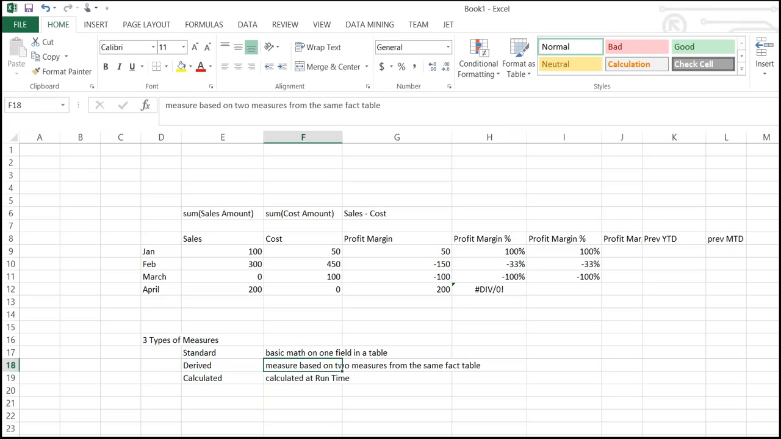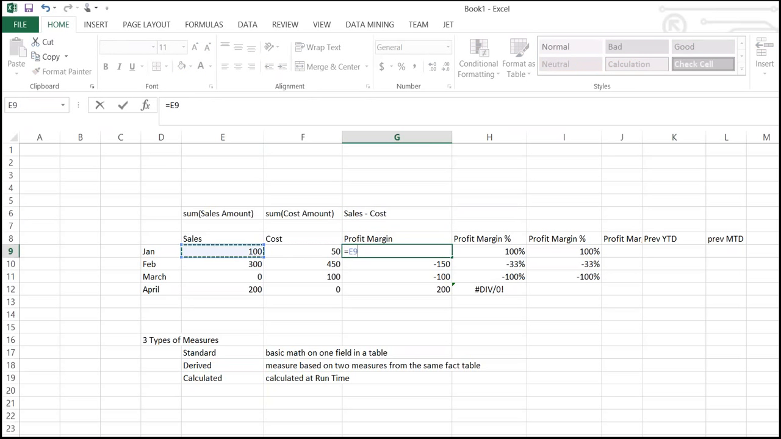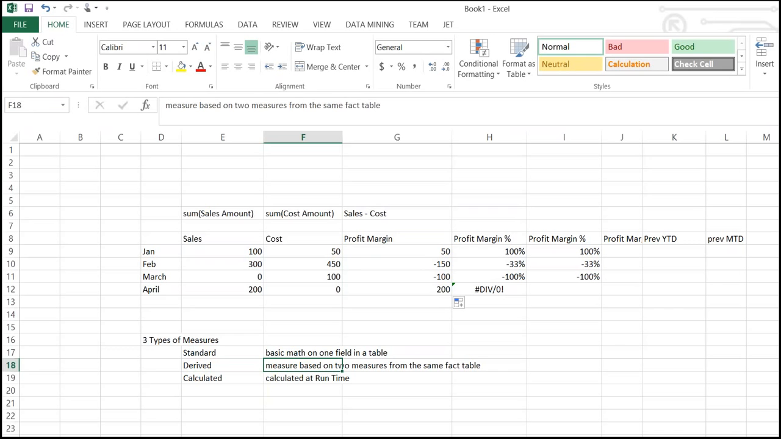Now, a derived measure is a measure based off of two measures from the same fact table. So I have sales, I have cost, I want profit margin. What is profit margin? Well, profit margin is just sales minus cost. Okay, and how do I define profit margin? Profit margin, like I just said, sales minus cost. We pull it through. Life is grand. We have profit margin. That is an example of a derived measure. It's based off of two measures in the same fact table.